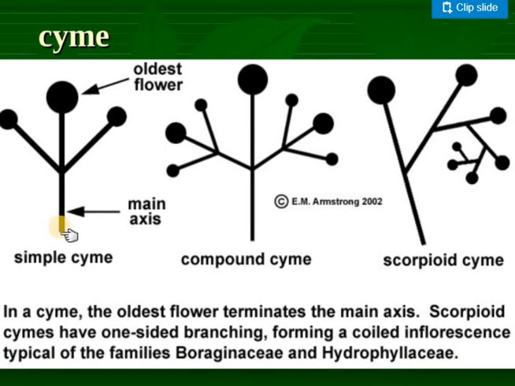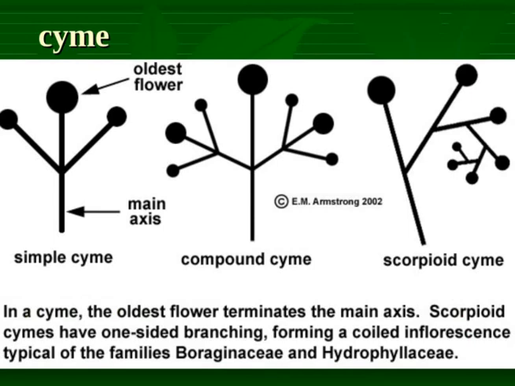This is called a simple cyme. Here it is a bunch of 3 flowers. The first flower terminates the apical meristem, and from the buds 2 small flowers are produced. This kind of arrangement of flowers is called a simple cyme. And when 2 simple cymes are present, where the tip of the branch terminates in a flower and the lateral buds develop to form 2 simple cymes, this is called a compound cyme.